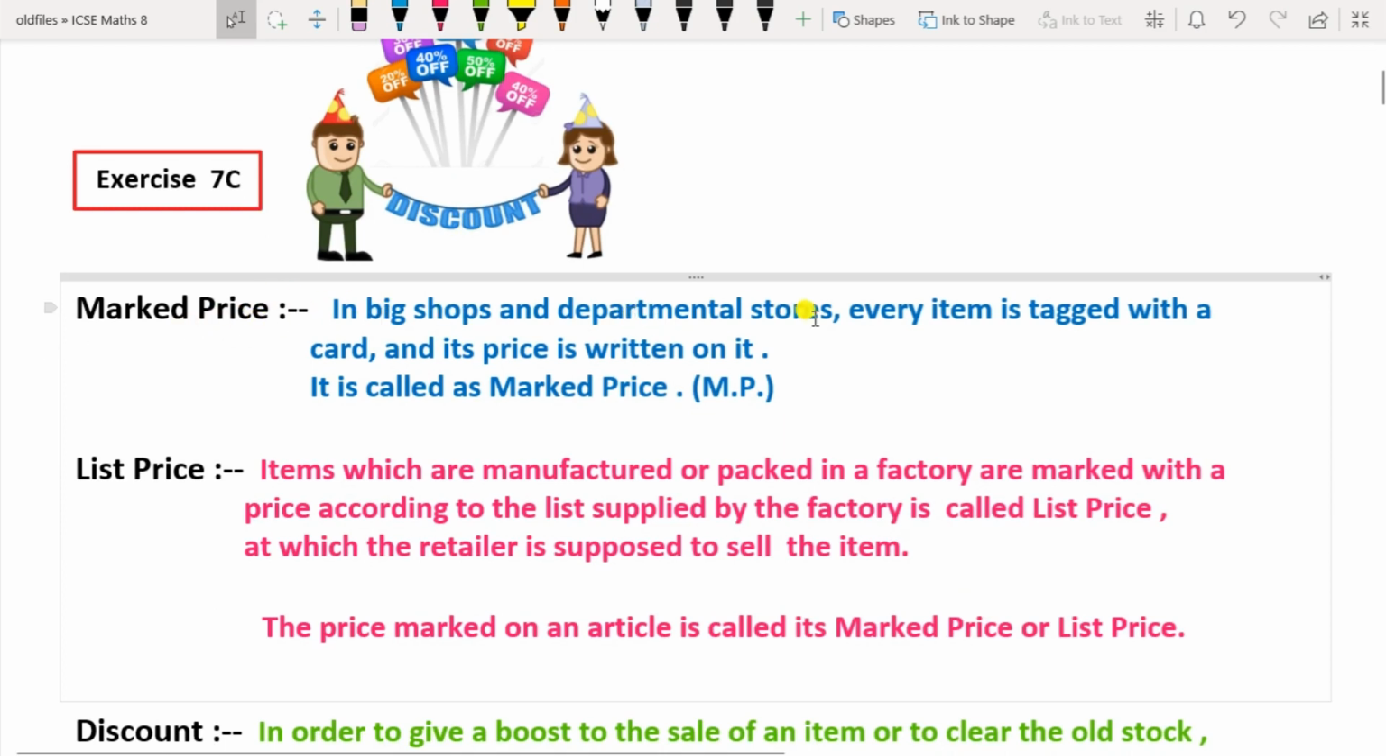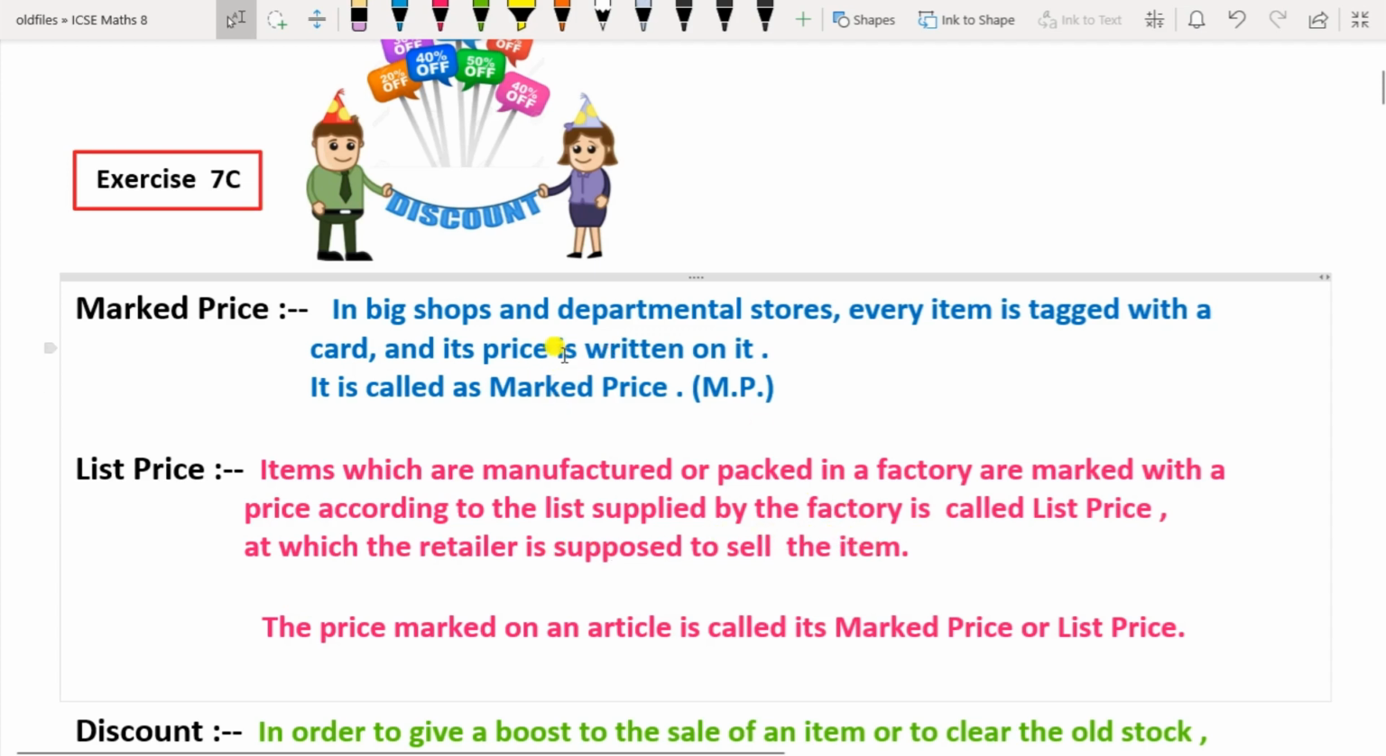In big shops and departmental stores every item is tagged with a card and its price is written on it, which is called the mark price. It is written as MP. Mark price is the same as the list price. The items which are manufactured or packed in a factory are marked with a price according to the list supplied by the factory. It is called the list price, at which the retailer is supposed to sell the item.